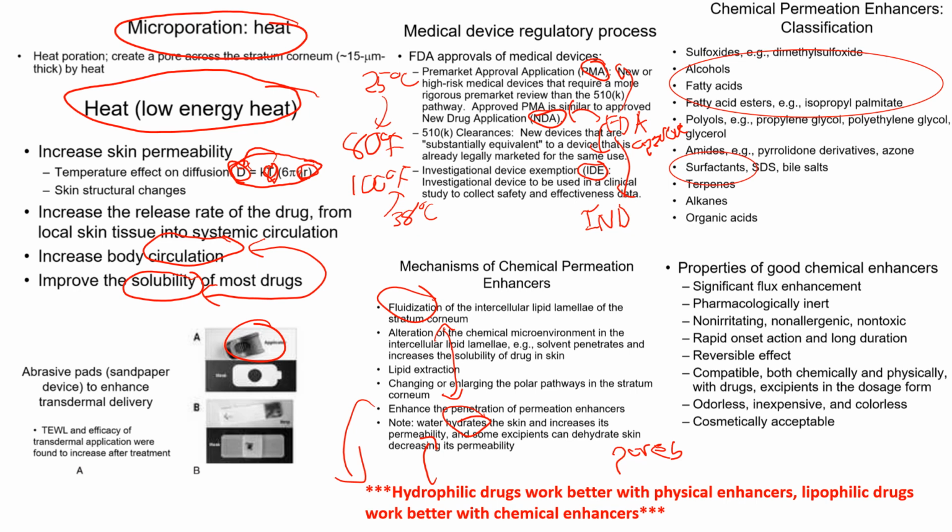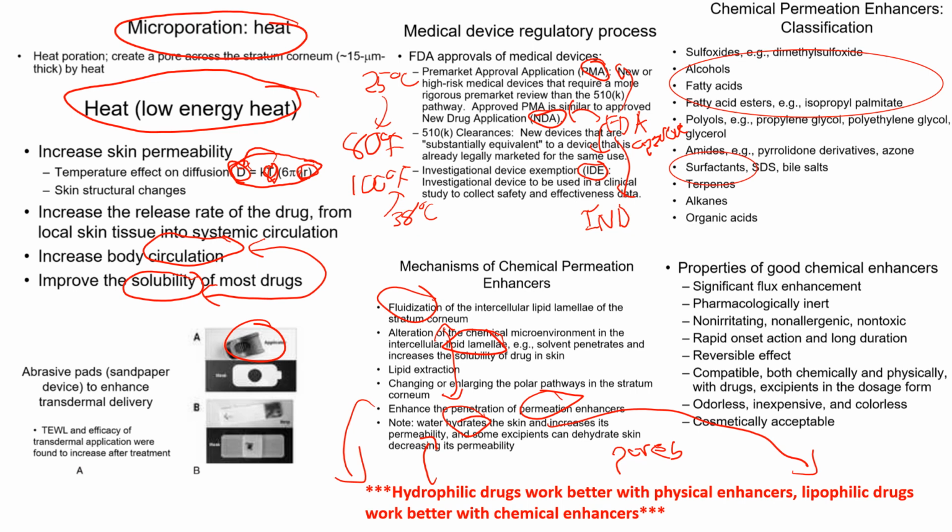So other kinds of chemical enhancers, like these lipid increasing ones, or enhancing permeation, will help out lipophilic drugs a little bit more. So again, I kind of just gave an example of each way a chemical and a physical could help both hydrophilic and lipophilic. But just know this bottom rule here, this one I haven't read: generally 90% of the time, hydrophilic drugs will work better with physical enhancers, lipophilic drugs will work better with chemical enhancers. I can almost guarantee that'll be a question.